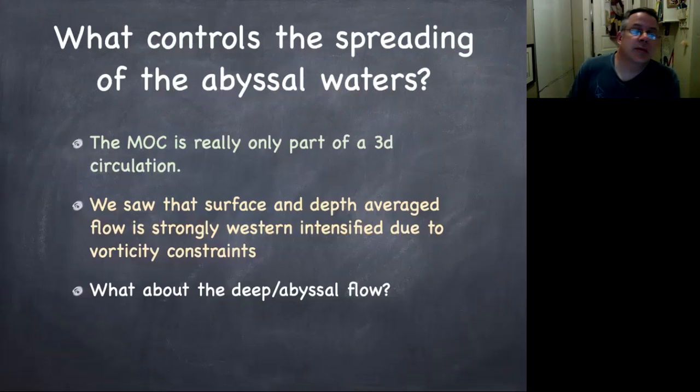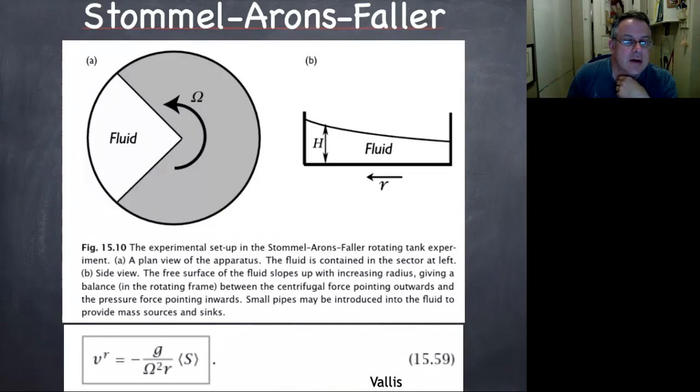Okay, so once the water gets down to the bottom, how does it spread out? Does it just mix? Does it do something else? There's actually a whole separate circulation theory, called the abyssal circulation theory, that was put together by Stommel, same Stommel, together with Arons and Faller. So the Stommel-Arons-Faller experiment, they did it first in a lab tank to see how it would work. Their idea was that they would have a rotating tank, and then they would suck fluid in and out in different places.